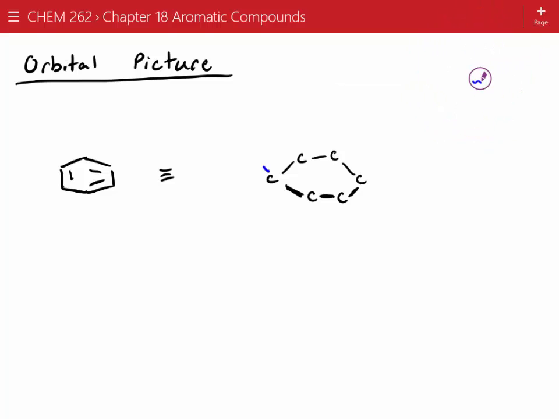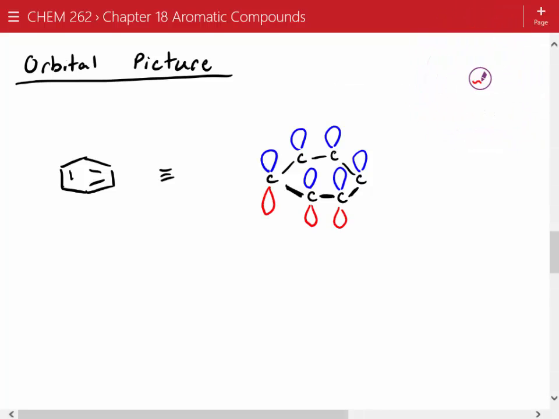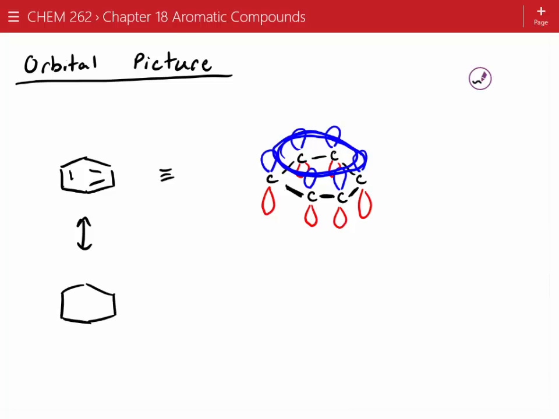So I'm going to draw p orbital lobes sticking up. And then we've also got that other part of the p orbital sticking down. I'll give it some perspective there. There we go. And if we think about this, we've got pi bonds that can delocalize through this entire ring system. So these pi bonds, like we said very, very early on in organic chemistry, there's a resonance structure for benzene where these pi bonds can be delocalized.